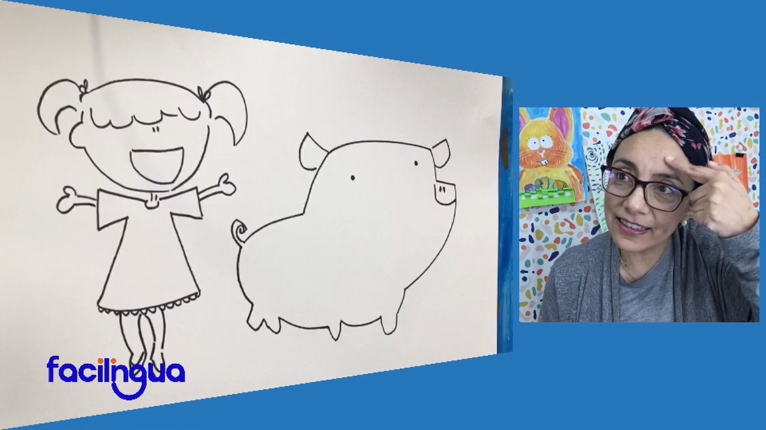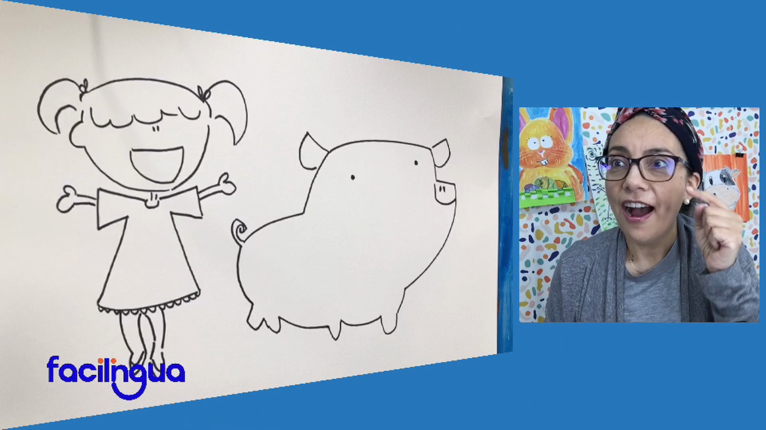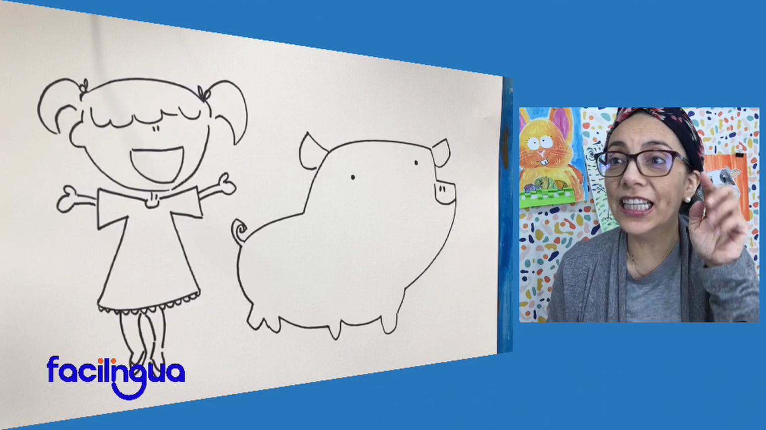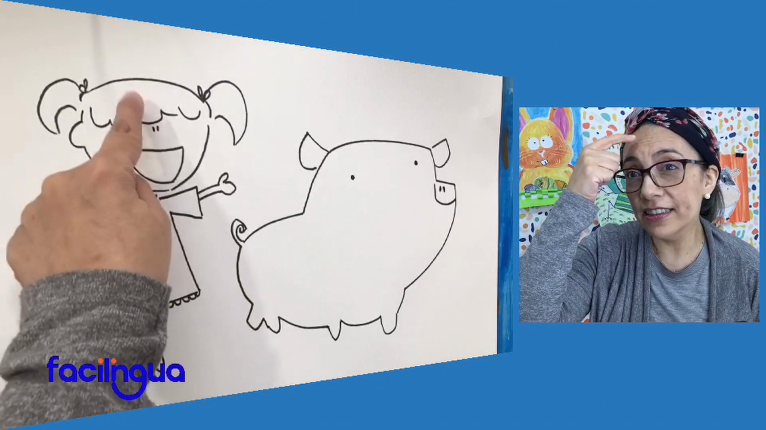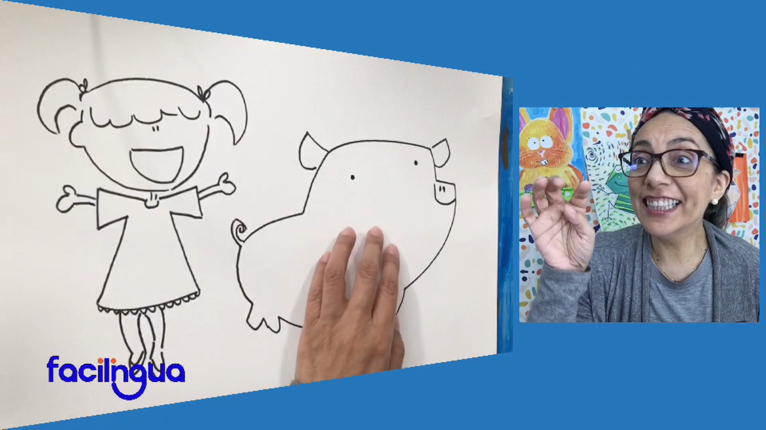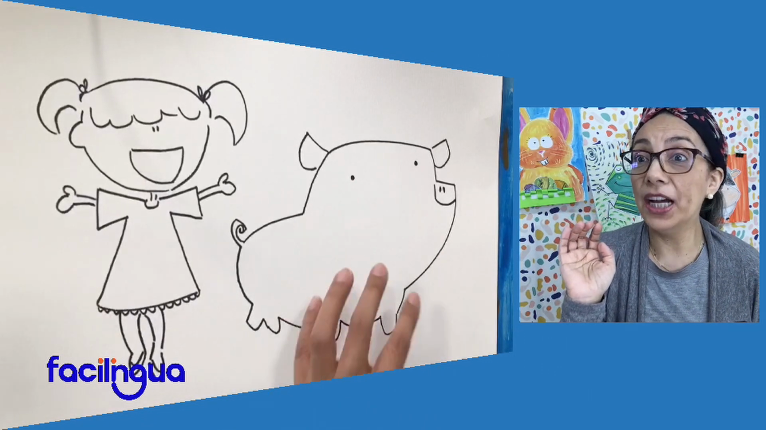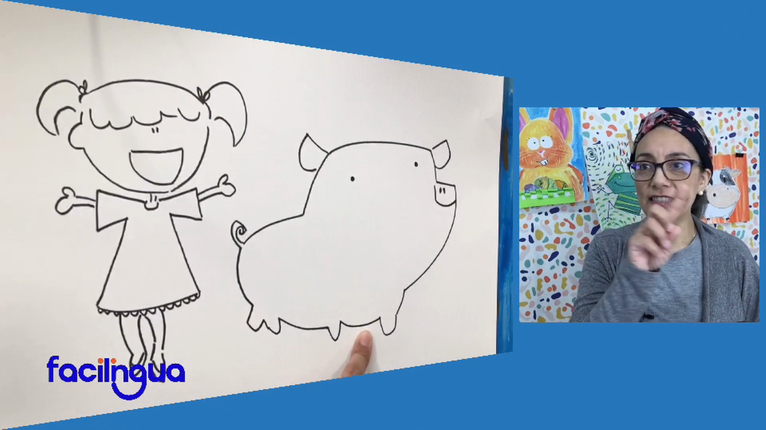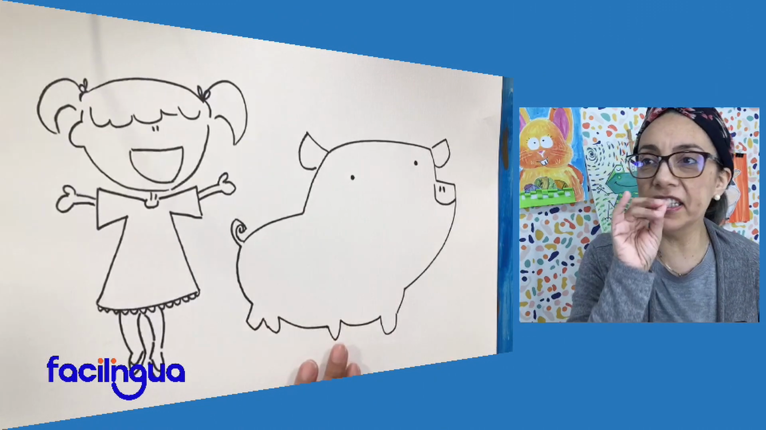And she thinks, piensa, she thinks, this is a magic pig. The little girl thinks, piensa, this is a magic pig. This is a magic pig. Yeah. The pig doesn't speak. The pig doesn't say.